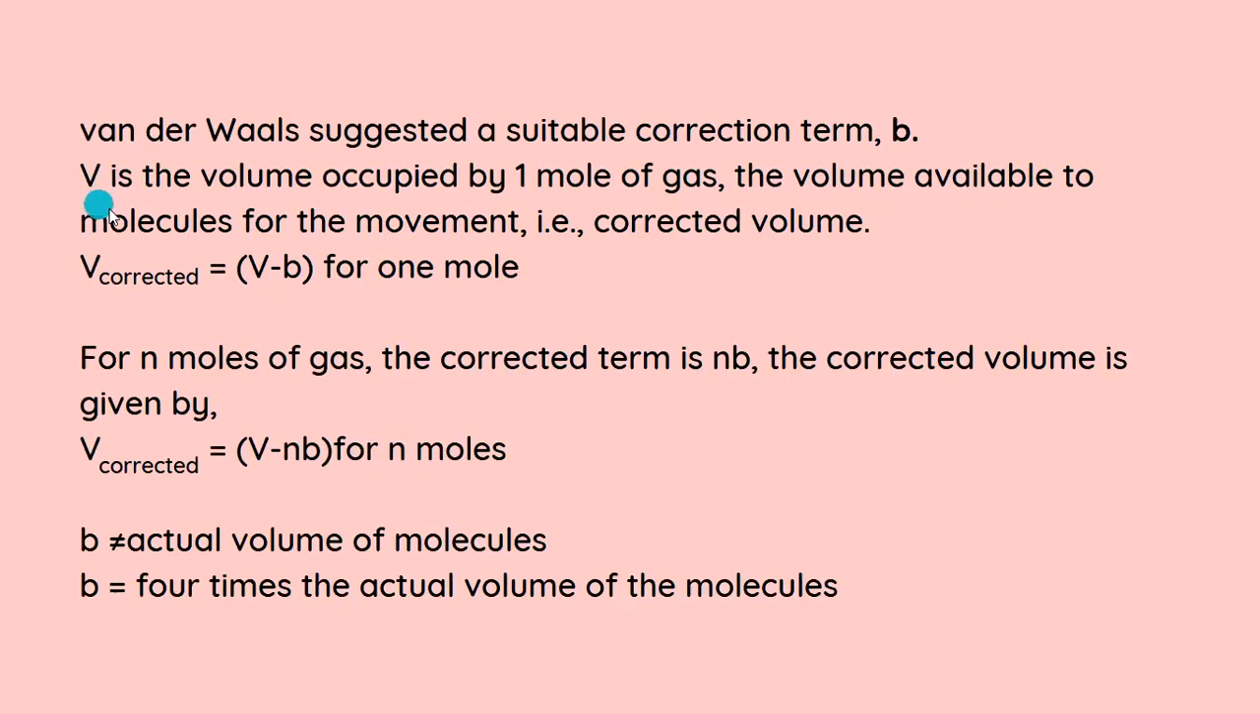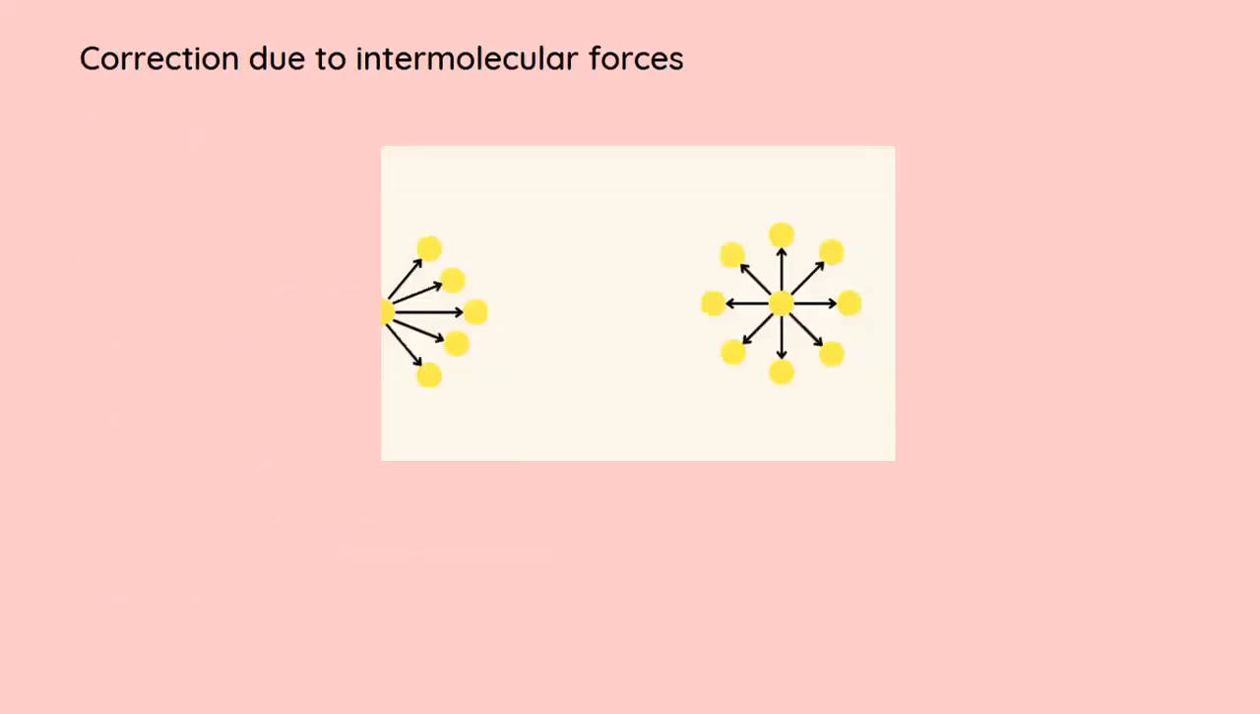And when V is considered to be the volume occupied by 1 mole of the gas, we add a suitable correction term called b, and the corrected volume equals V minus b for just 1 mole. For n moles, it's going to be V minus nb. And b is not equal to the actual volume of the molecules. It was actually found to be 4 times the actual volume of the molecules.